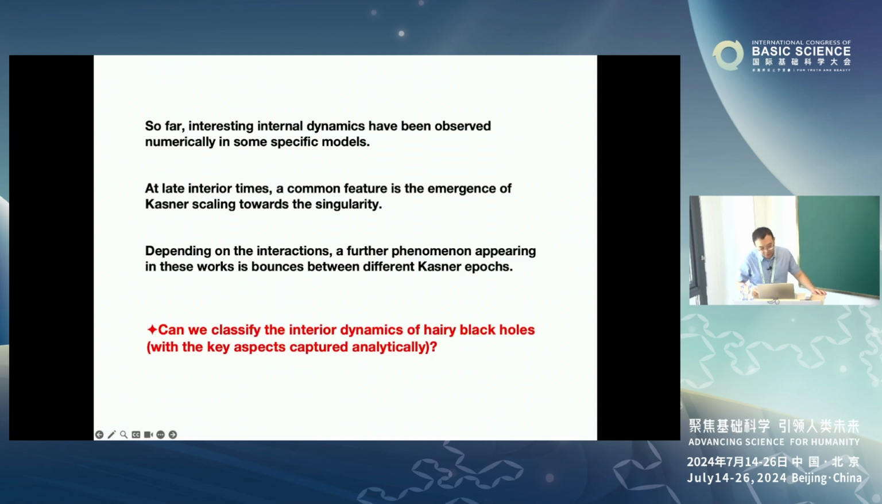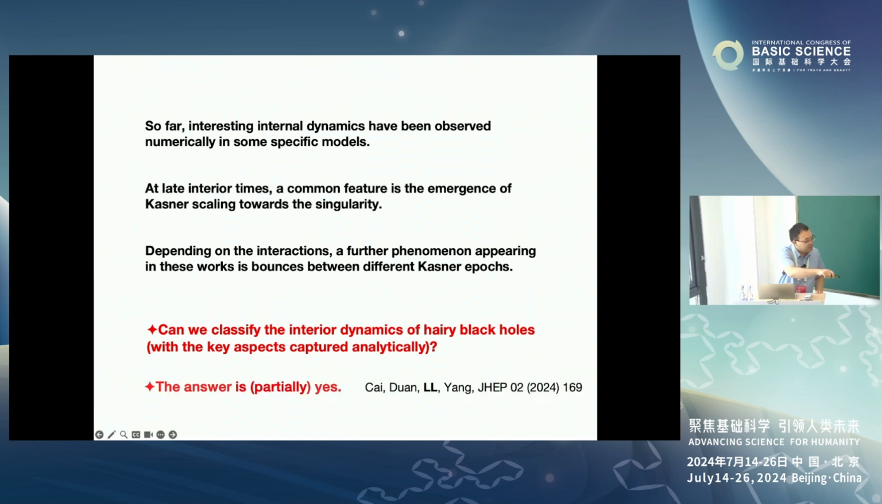Okay, so a natural question arises. Can we classify the interior dynamics of hairy black holes? We all want to understand it more analytically, not from numerical solution. So the answer is yes, at least partially yes, based on our recent work.